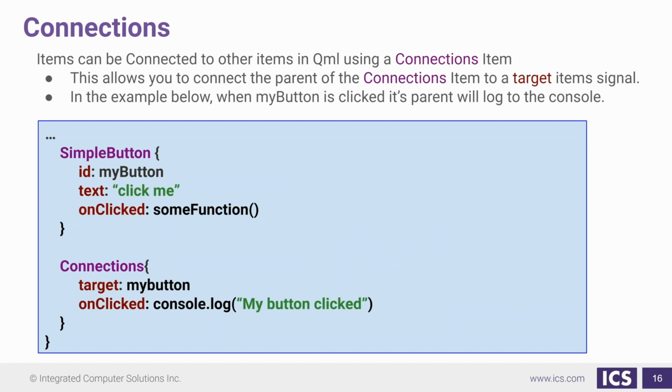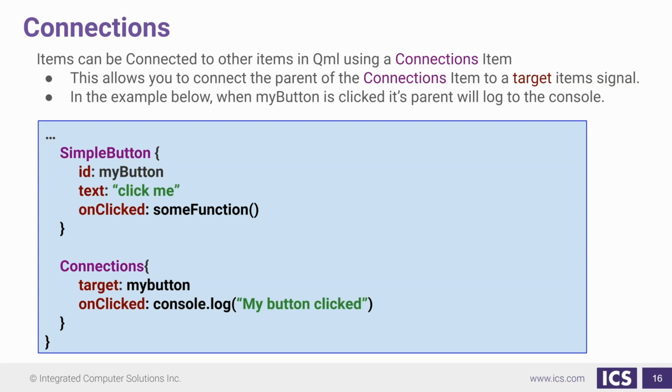Now, in QML, you can also connect items to other items, and we can use a type called Connections for this. What this does is allow you to connect the parent of a Connections item to the target's signals, handlers, as you could see here.